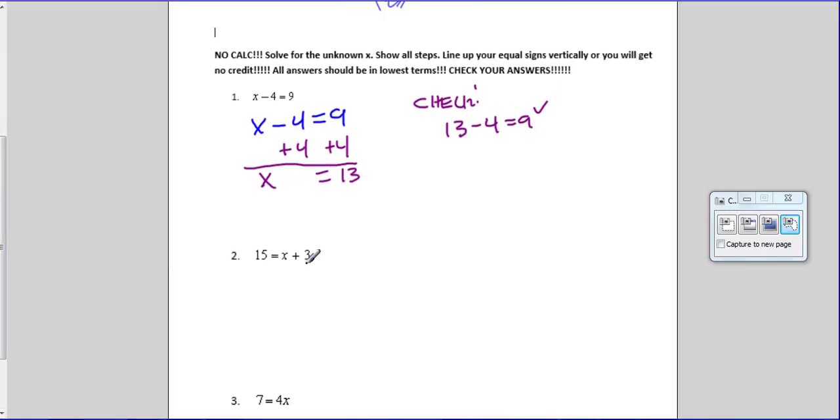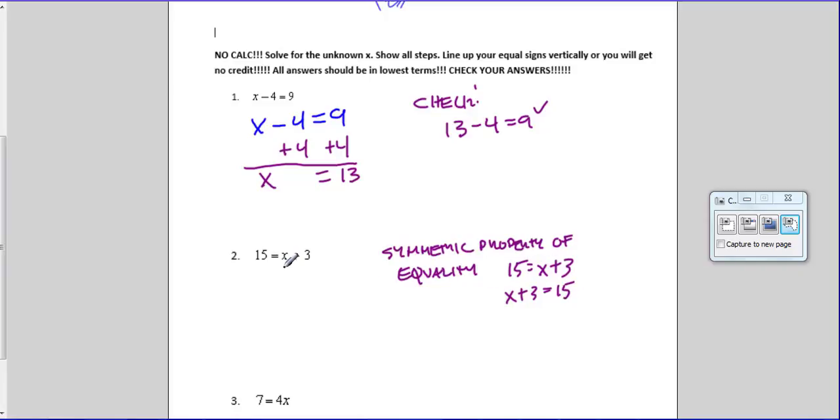Question 2, x is on the right side of the equal sign, but as discussed earlier, by what's called the symmetric property of equality, 15 equals x plus 3 is the same as x plus 3 equals 15. You can swap things around the equal sign, in other words. So I'm just going to leave this as is, and I need to isolate x. So to isolate x, I need to get rid of the plus 3. So to get rid of plus 3, I subtract 3 from both sides.